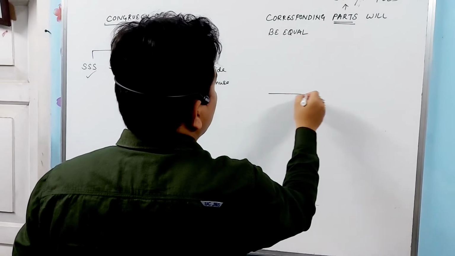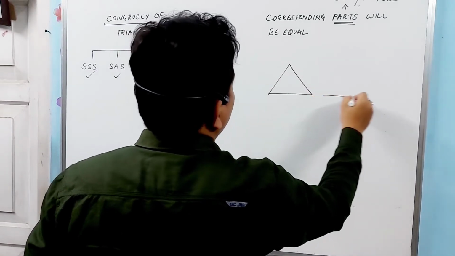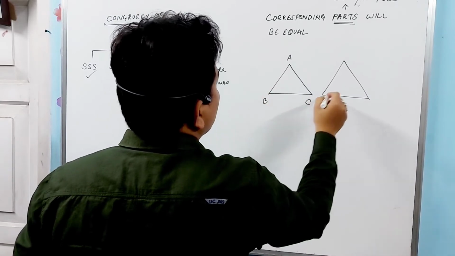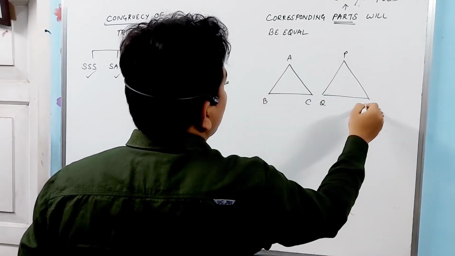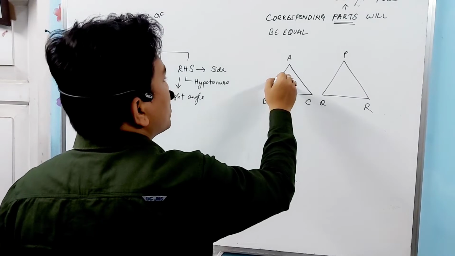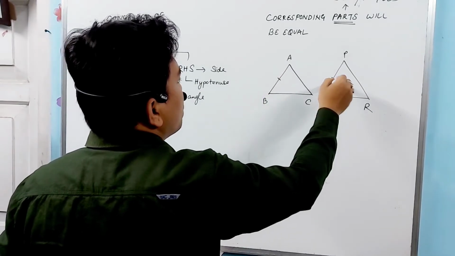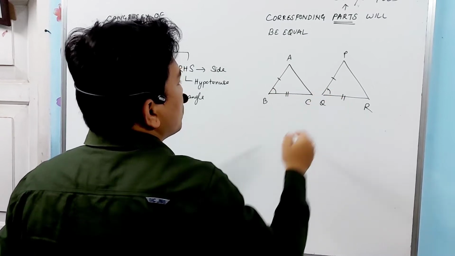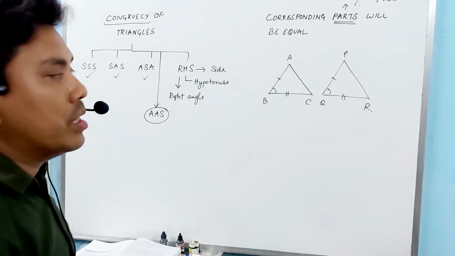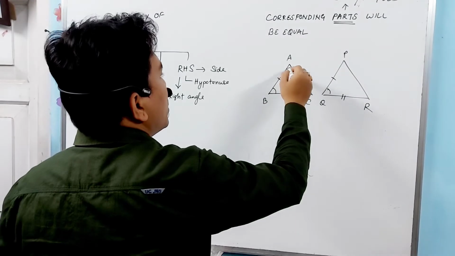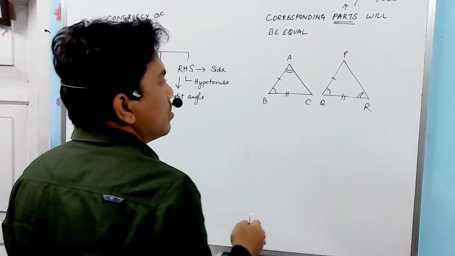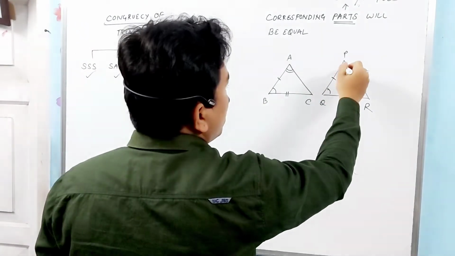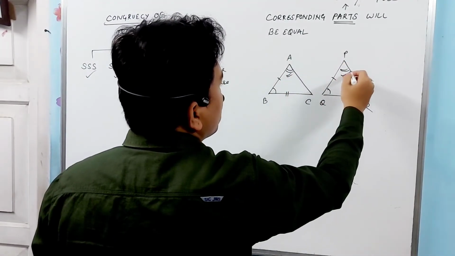In case triangle ABC is congruent to triangle PQR, again by SAS, let us suppose side AB is equal to PQ, BC is equal to QR, angle B is equal to angle Q. Okay? Then we cannot say that angle A is equal to angle R. No. Angle A, the angle corresponding to A is what? P. Okay? So this will always be equal to this angle.